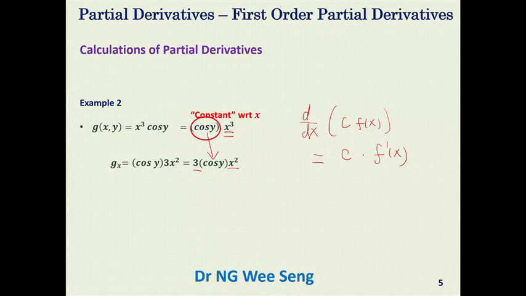Let's try differentiating g with respect to y. This time round, x to the power of 3 becomes the constant. Differentiating cosine y will give us negative sine y.